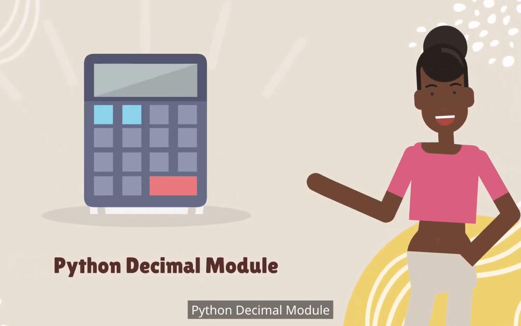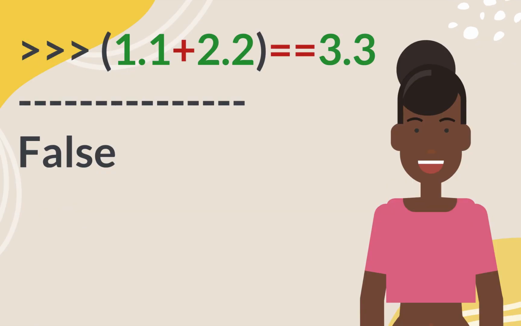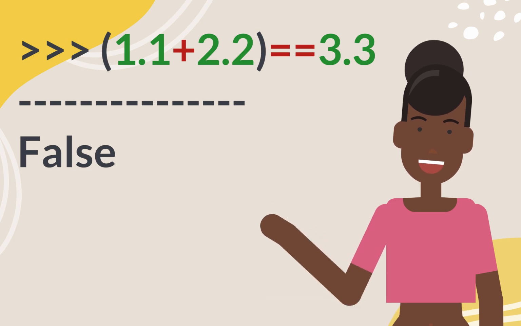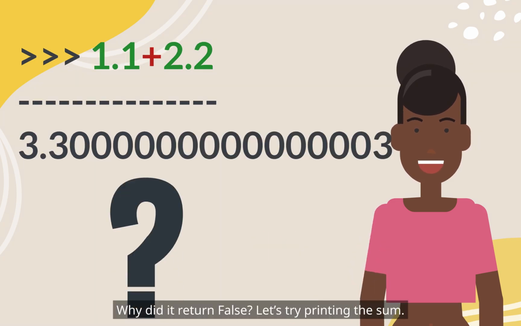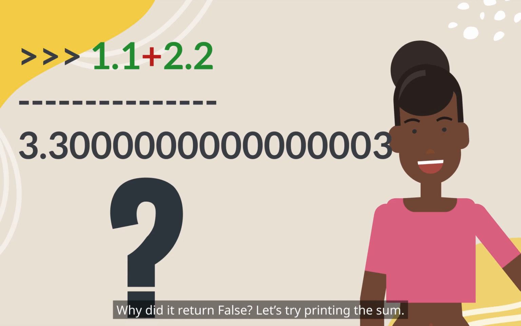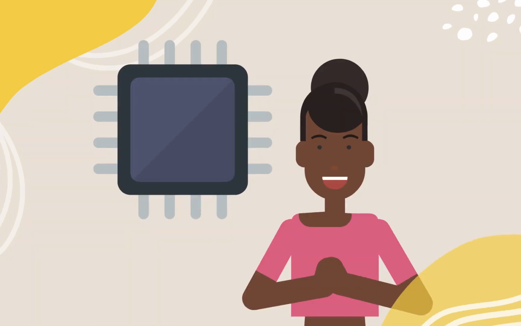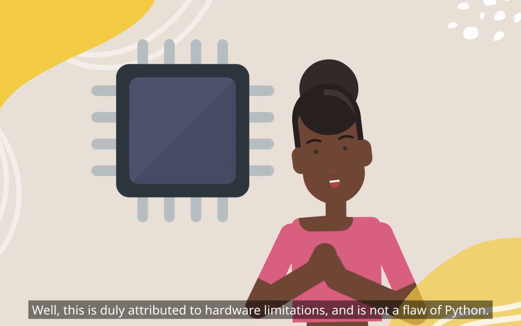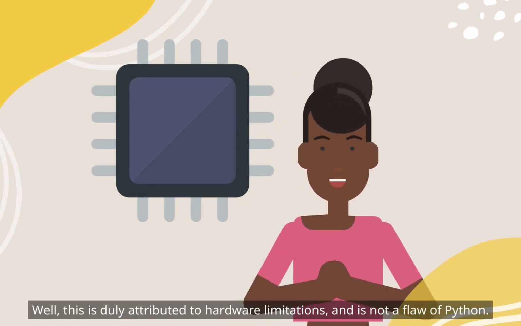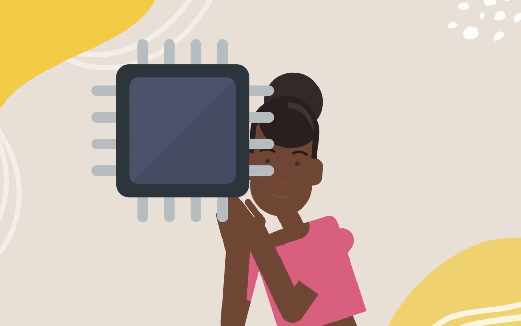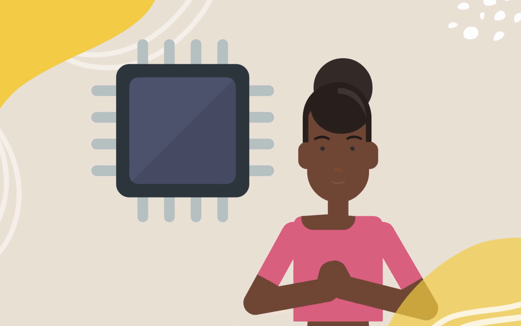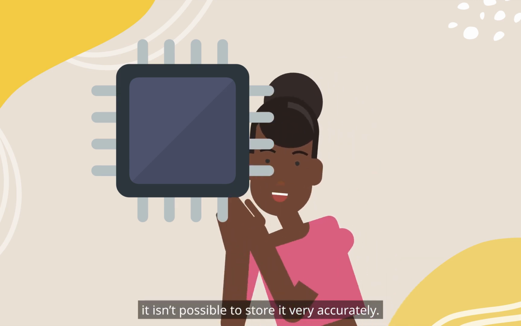Python decimal module. Let's try adding 1.1 and 2.2 in the shell, and let's compare it with 3.3. Why did it return false? Let's try printing the sum. Whoa, how did this happen? Well, this is duly attributed to hardware limitations, and is not a flaw of Python. Because the hardware stores decimals as binary fractions, it isn't possible to store them very accurately.